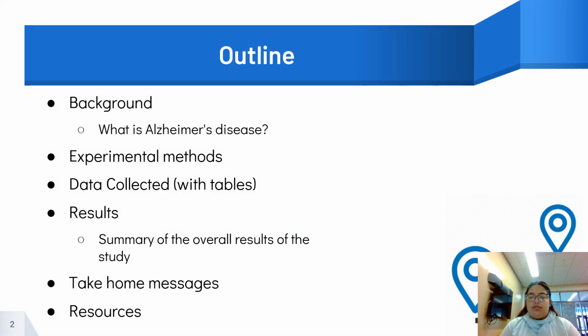An outline of today's project: I will be giving you a little background of what Alzheimer's disease is, the experimental methods of how scientists use lab rats in order to get us closer to a cure, the data collected along with the results, and the take-home messages from the overall presentation. There will also be a page dedicated to the resources that made this presentation possible.